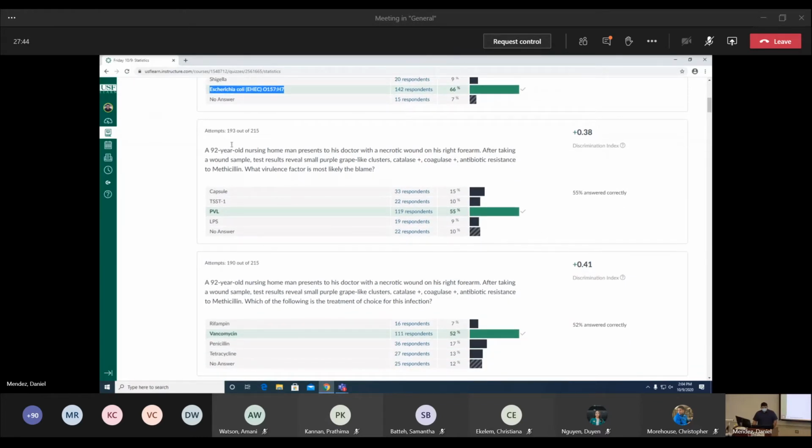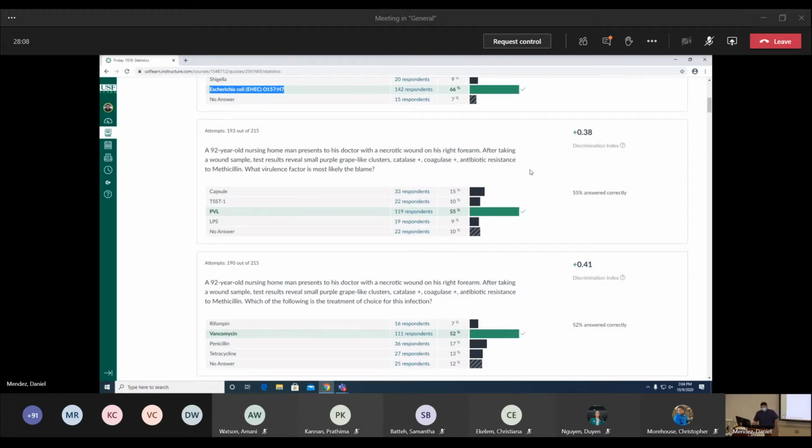So the next question, you all should have noticed I used the same question stem for 3 of these. A 92-year-old nursing home man presents to his doctor with a necrotic wound on his right forearm. After taking a wound sample, test results reveal small purple grape-like clusters, catalase positive, coagulase positive, antibiotic resistance to methicillin. What virulence factor is most likely to blame?